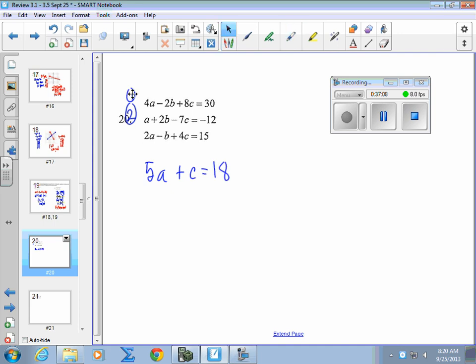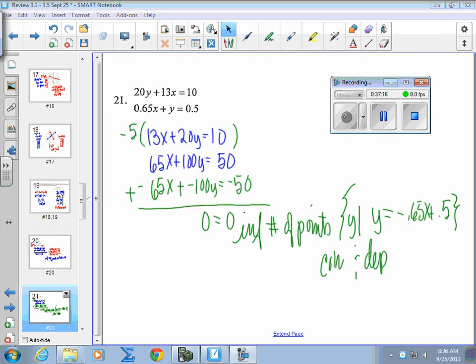Then I'm going to take the next two equations, equation 2 and 6. So on this particular problem, we multiply the top equation by -5 after we rearrange the order, and we multiply the bottom equation by 100 to get rid of the decimals. When we subtract the top equation from the bottom equation, we get 0 is equal to 0, so we know there's an infinite number of points on the line y is equal to -0.65x plus 0.5.